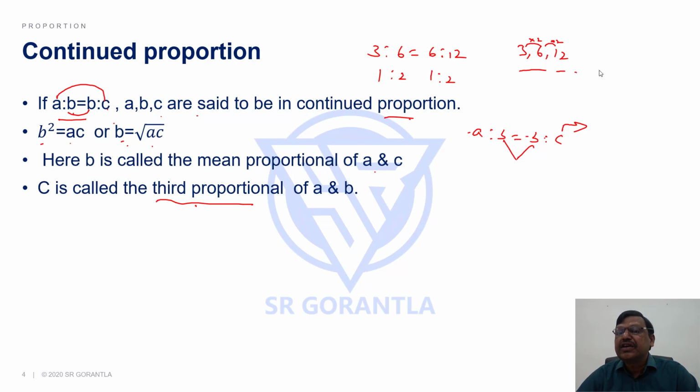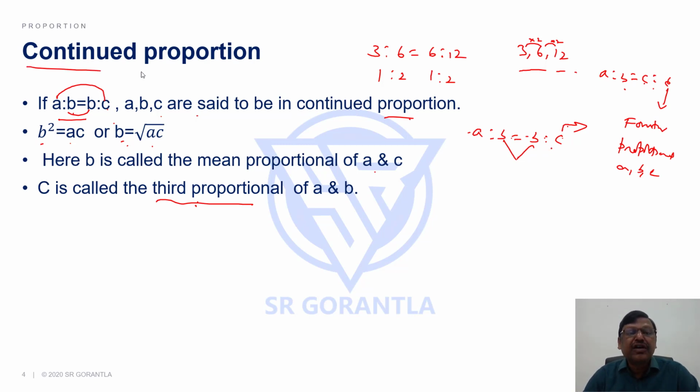In the previous case, when I say if A is to B is equal to C is to D, here we don't call C the third proportional of A and B. The third proportional term is used when A is to B equals B is to C, then we say C is the third proportional of A and B. You may call D the fourth proportional of A, B, C, when A is to B is equal to C is to D. But we don't call C third proportional. Third proportional term is used in continued proportion. And as I said, continued proportion is synonymous with geometric progression, because if three numbers are in continued proportion, are they not in geometric progression? They are, right? Okay.